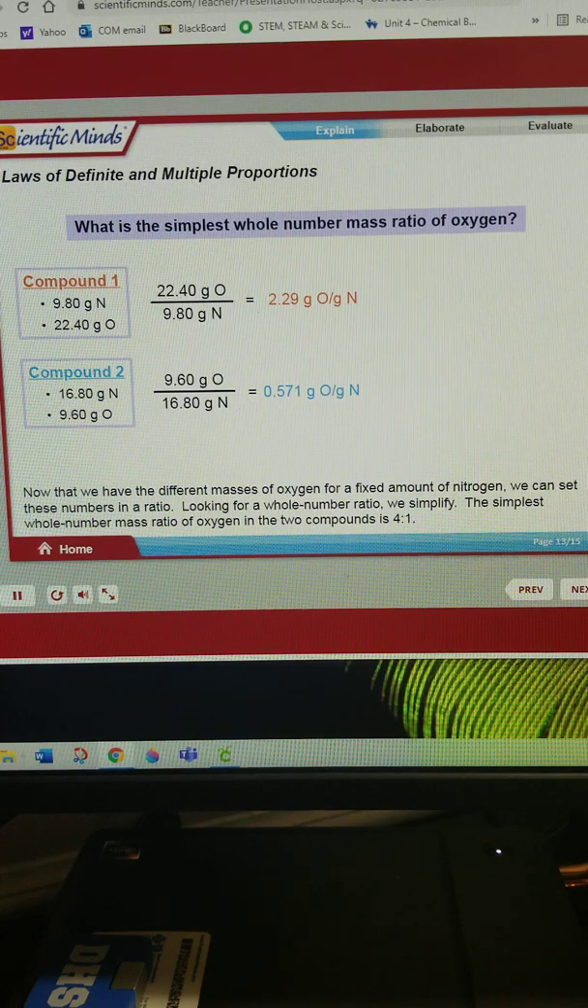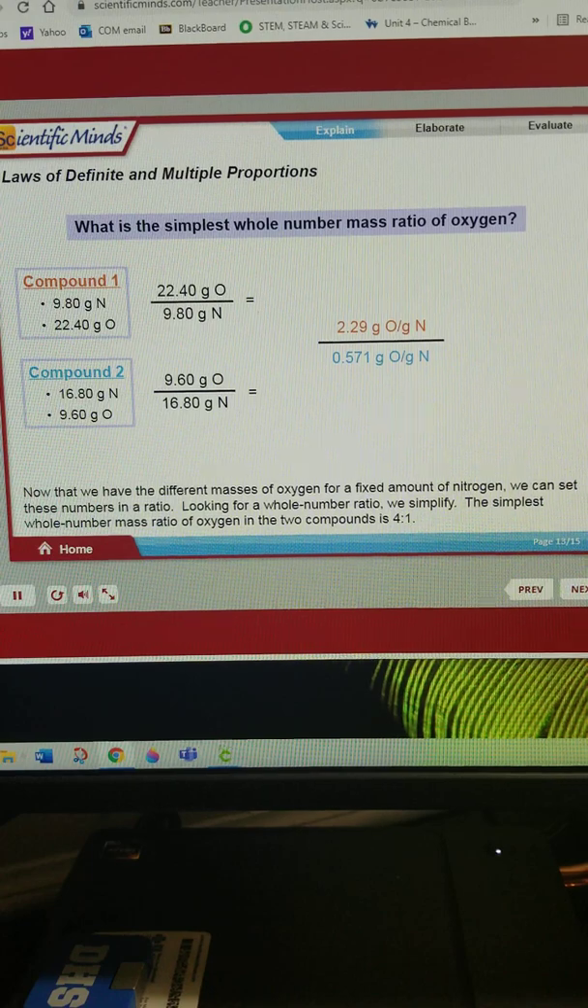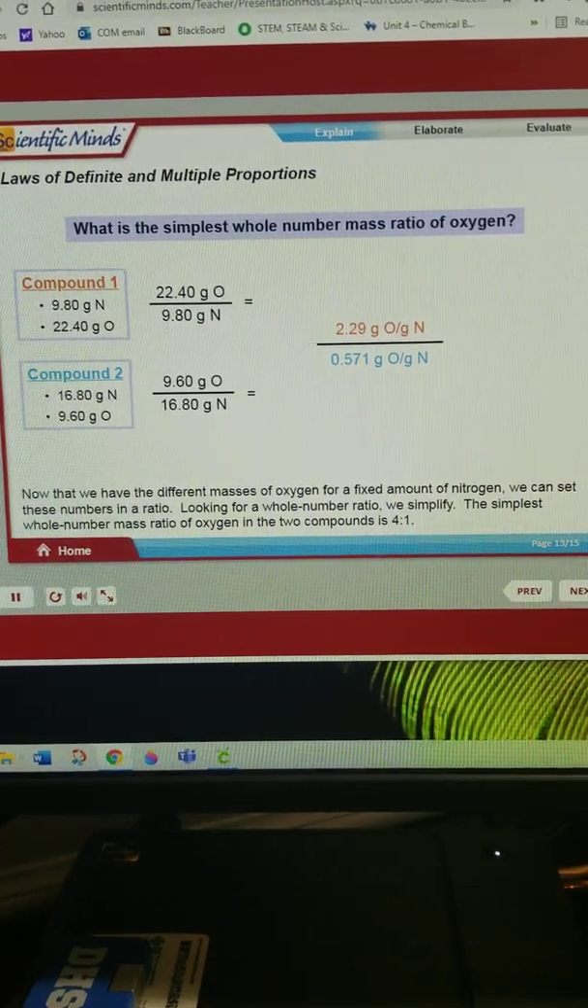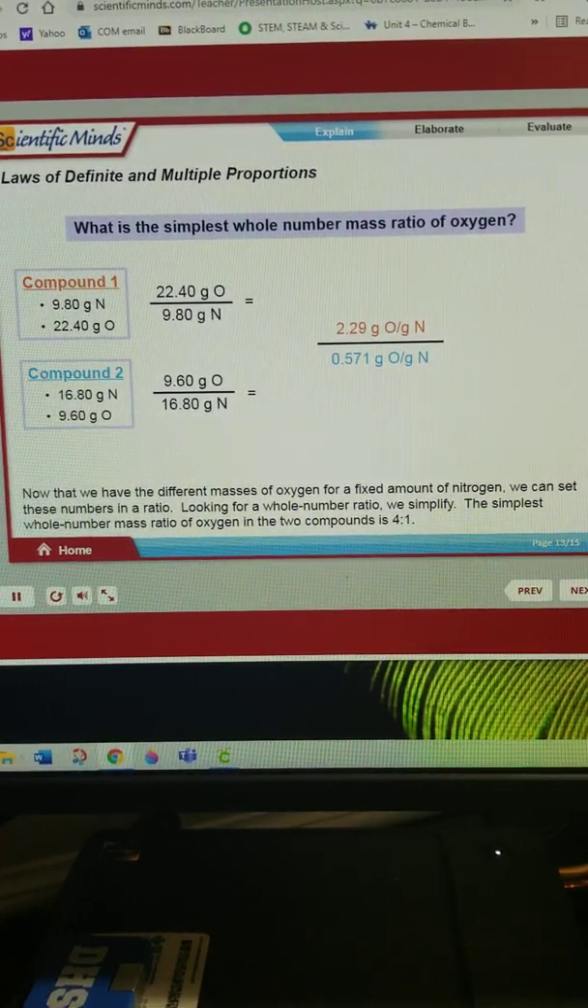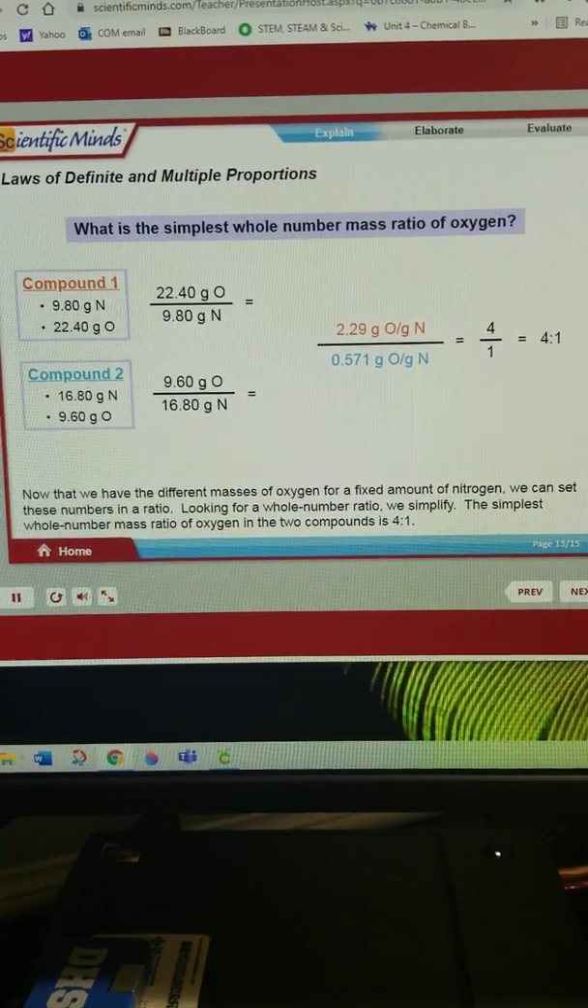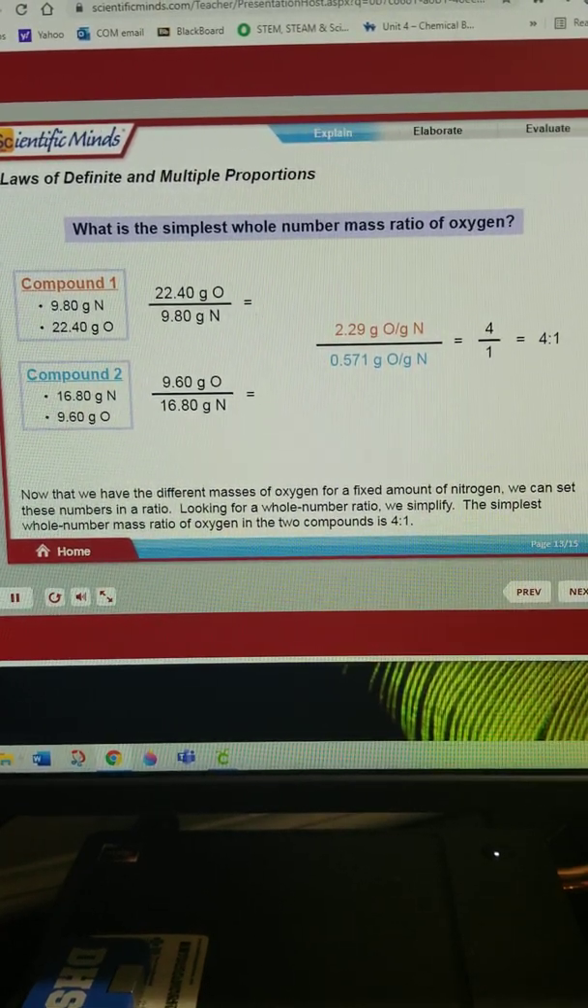Now that we have the different masses of oxygen for a fixed amount of nitrogen, we can set these numbers in a ratio. Looking for a whole number ratio, we simplify. The simplest whole number mass ratio of oxygen in the two compounds is 4:1.